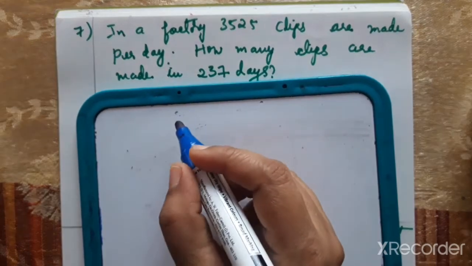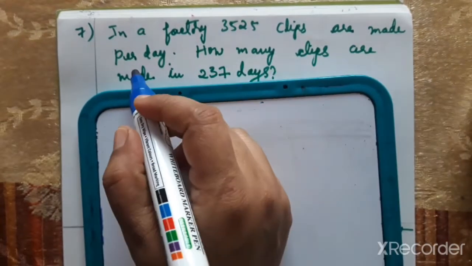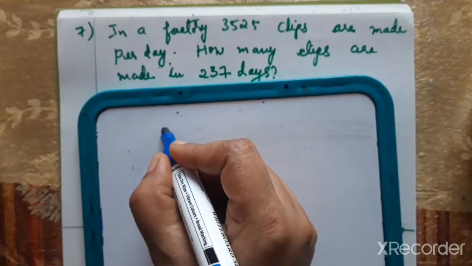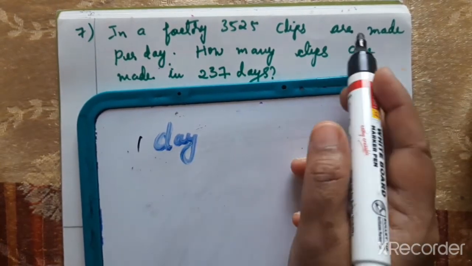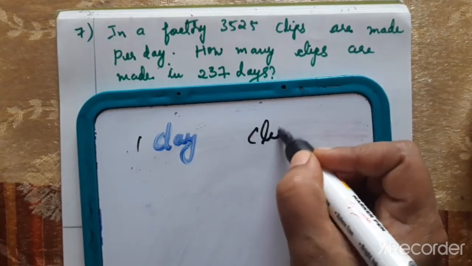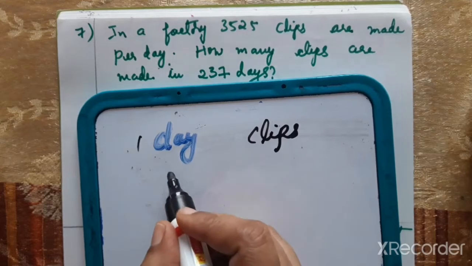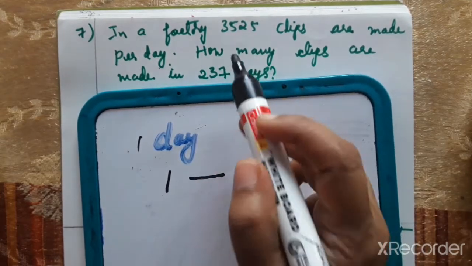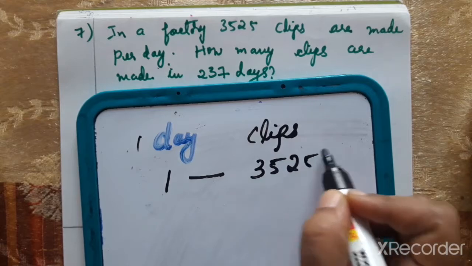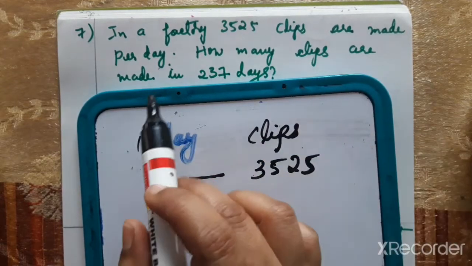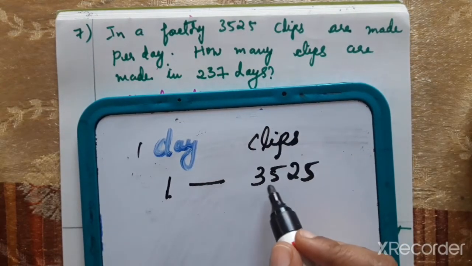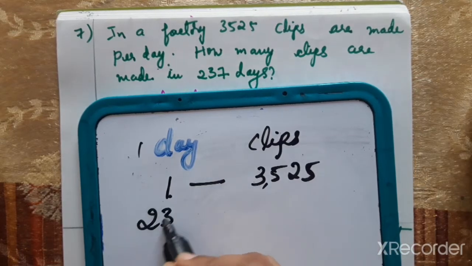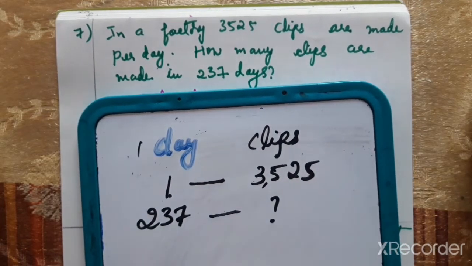So in a factory, clips are made per day. Per day means one day. Clips, it is related to day and clips. One day, per day, a factory manufactures 3,525 clips. How many clips are made in 237 days? For one day, the manufacture of clips is 3,525. For 237 days, how many clips will be manufactured?